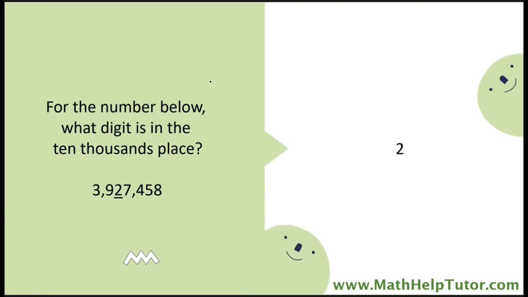The answer is 2. Since this is the ones place, this is the tens place, this is the hundreds place, this is the 1000s place, and this is the 10,000s place, which is 2.